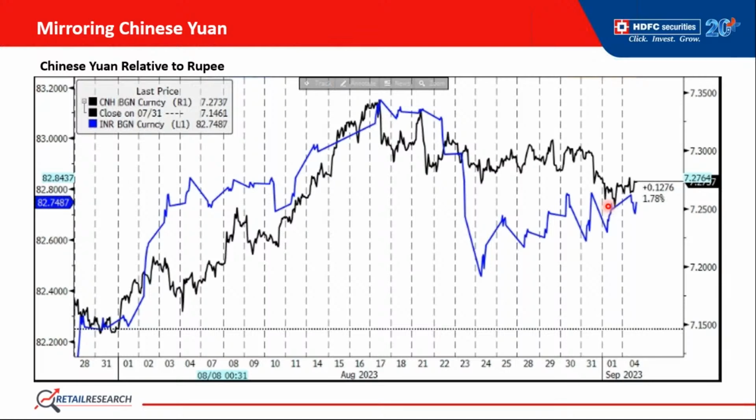In particular, if we go by the momentum, here the blue line is the rupee line against the dollar, and this is the black line, which is the CNH or Chinese currency against the US dollar. What we see is that since the start of the August month, we have been following the Chinese currency rigorously. Though in the last week of August, some of the RBI interventions supported the rupee to diverge from the Chinese currency.